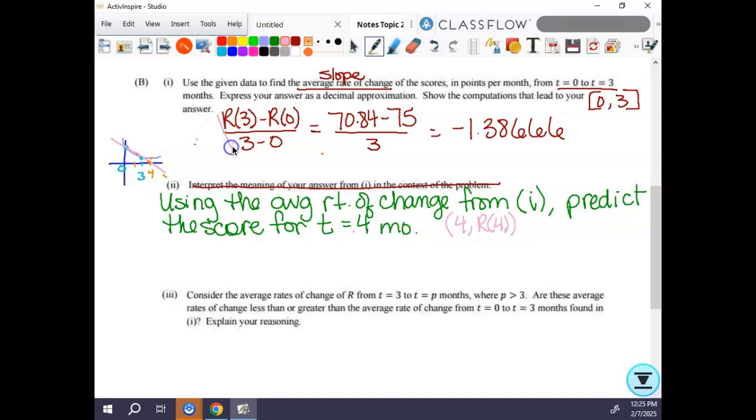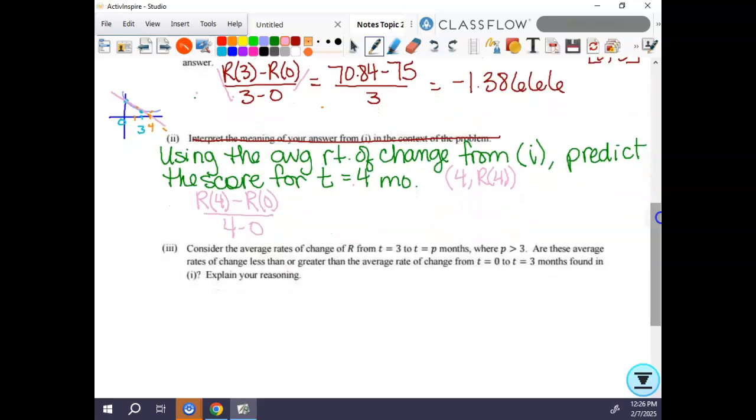So I've got, basically 2 points here. I'm going to replace this first one with what I'm looking for. So that means this is going to be R of 4, and I'm going to leave the rest, minus R of 0 over 4 minus 0. Okay, just like you would write down any slope. Then I'm going to substitute in what I know. I do not know R of 4. I'm looking for that. What is R of 0? 75. And then that is over 4. Okay.